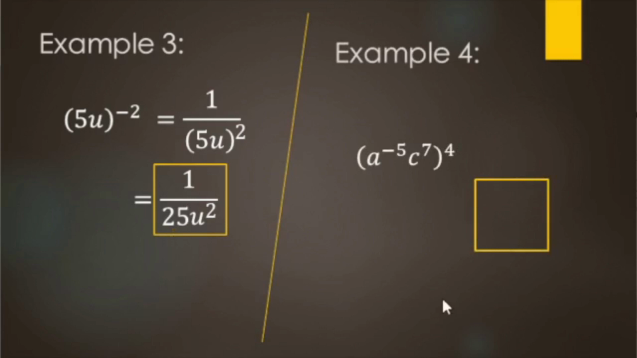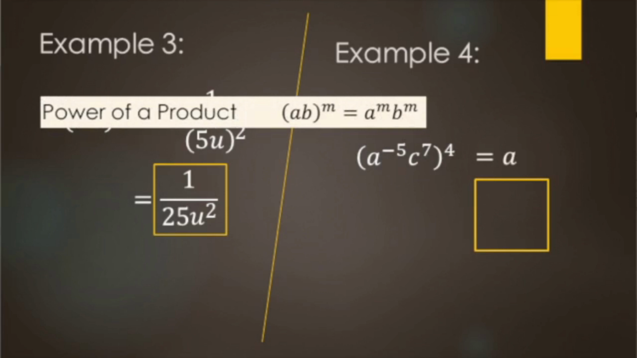So here we go. We have a to the negative 5th power, c to the 7th power, all to the 4th power. So first up, this 4 is going to go to the a factors and it's going to go to the c factors. So that's going to be the power of a product property. So that's going to be a to the negative 5 times 4. So negative times positive is negative. 5 times 4 is 20. And then we're going to have c to the 7 times 4. So 7 times 4 makes 28.